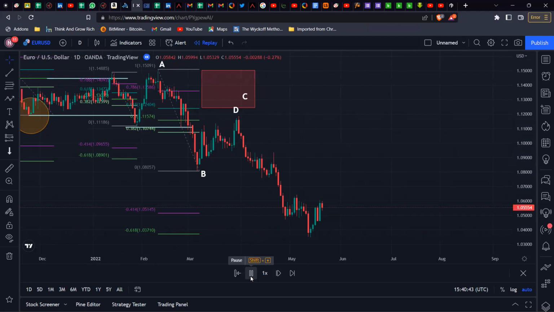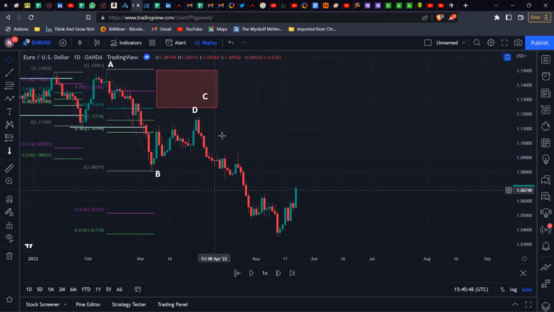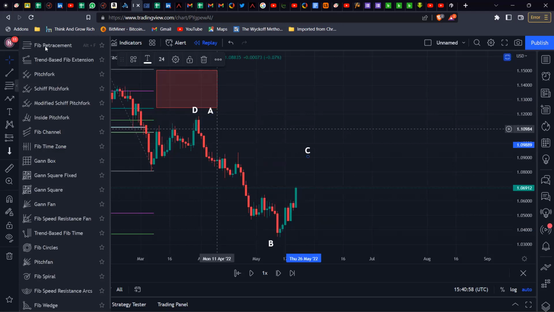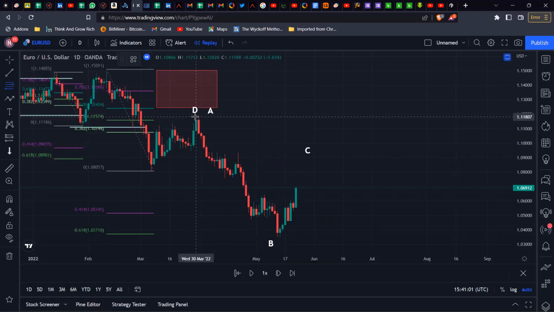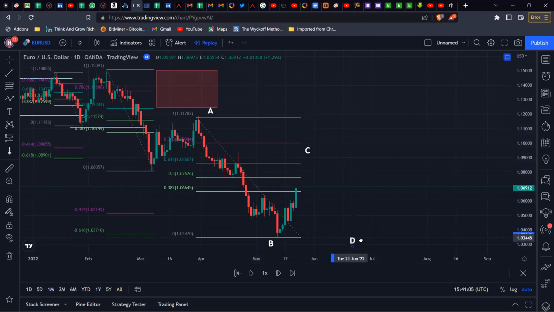And we wait and we wait. Now, at this point, actually, we have our A to B. This would be our A here, and this would be our B here. And we are waiting for a potential C, which we'll identify once we draw our Fib levels, something like this. And then we'll be waiting for price to come down to a D.